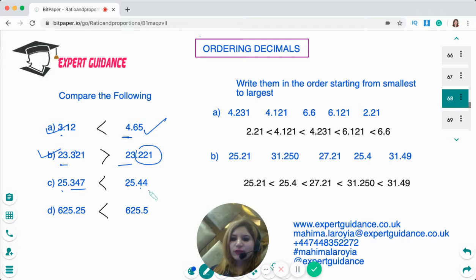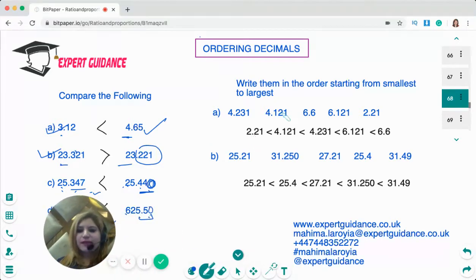25.347, 25.44. The integer part is the same, so let's make the decimal parts the same length. So 440 is greater than 347, so this is a bigger number. 625.25, 625.5, I'll put a 0 to make both the same, and then 50 is definitely greater than 25. Now we'll use the same strategy.